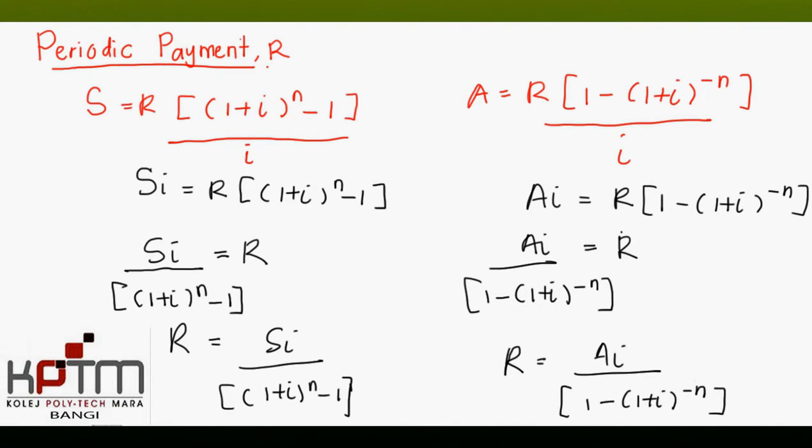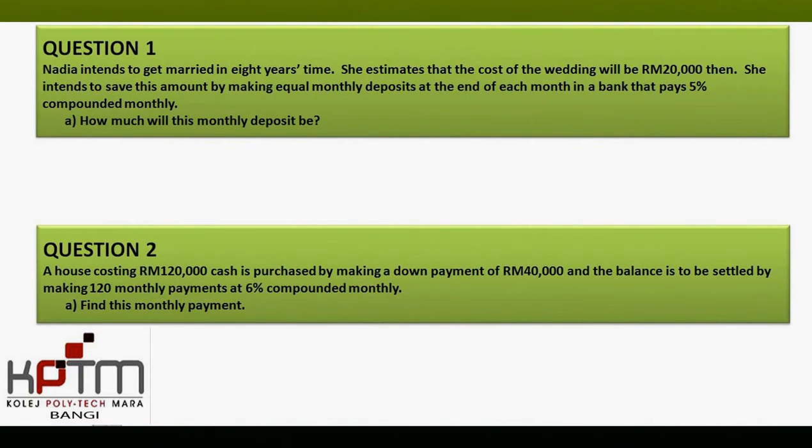We can use both formulas to find R, but it depends on the questions given. R can be a withdrawal, an amount of deposits, and also a payment. Now, let's look at the questions for a second. Which formula do you think we should use?